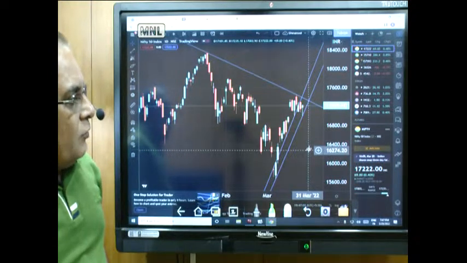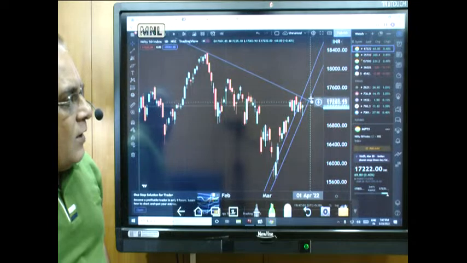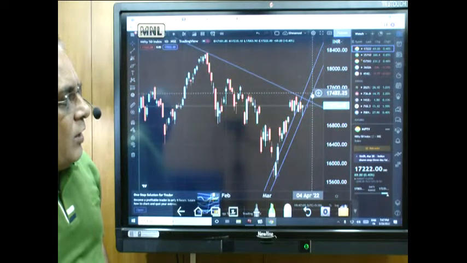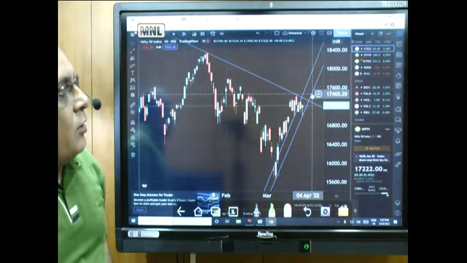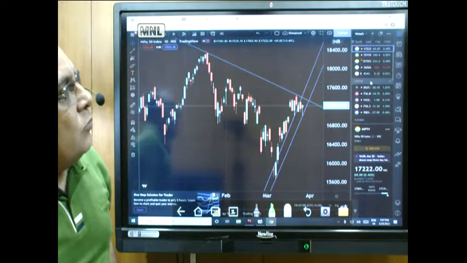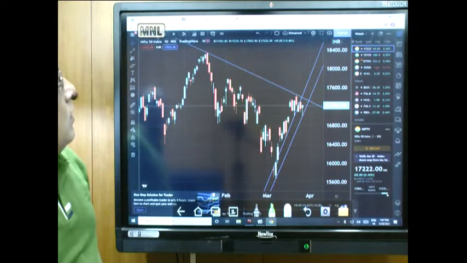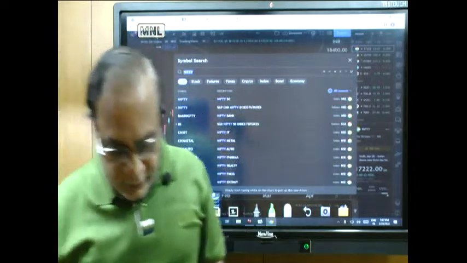And right now, because there are two important bottoms, we will have a resistance at this place. Then we will also have a resistance at this place. So now we will look at Bank Nifty to know what we can do with Bank Nifty.